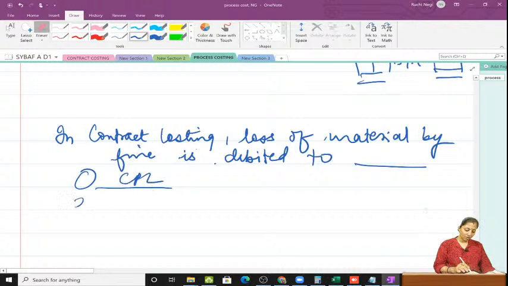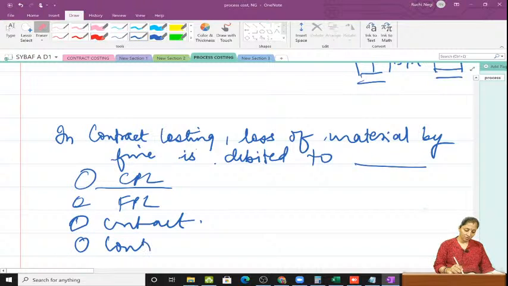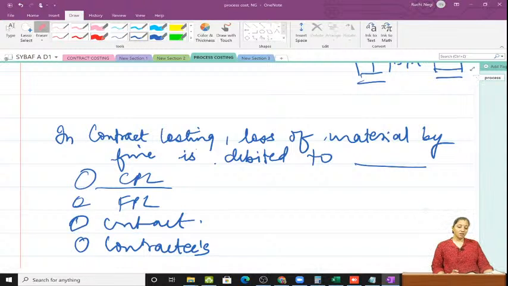CPL account, say FPL account, contract account, और कॉन्ट्रैक्टीज अकाउंट. किधर जाएगा? Where do you think it will go? Where do you think this should go? In one of the sums we have done this. Loss of material by fire is debited to which account?